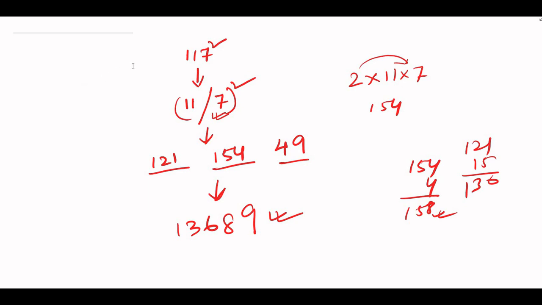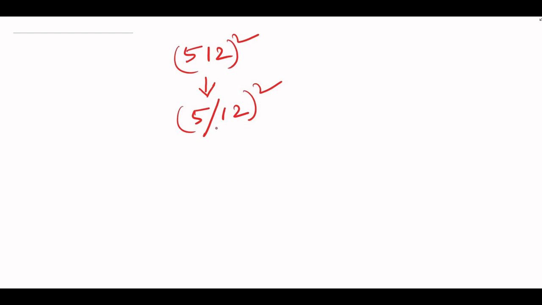Now let's see one more example of a 3-digit number. Say this time we will be taking 512 square. So what is our first step? It is to divide the number into 2, but in this case I will divide the number into 5 and 12. So I am considering 2 digits after the separator. So what will be the next step?